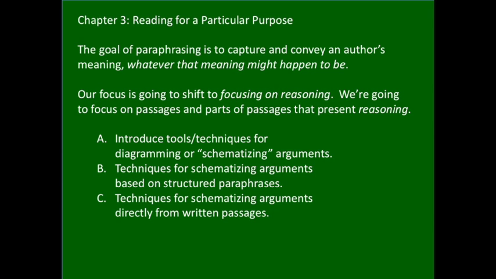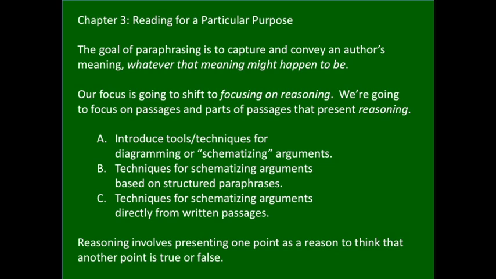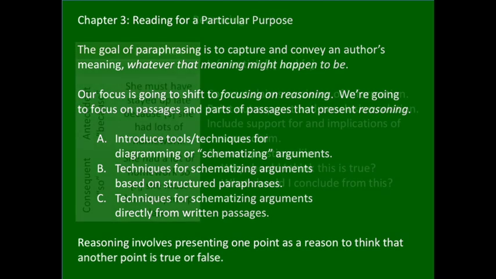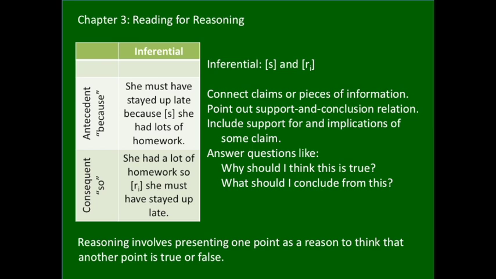Now, reasoning, you'll recall, involves presenting one point or piece of information as a reason to think that another point or piece of information is true or false. Another way of talking about this is inference, and we looked at that in the last chapter using the S and the RI codes. Recall that we use these codes, this relationship, to connect claims or pieces of information.